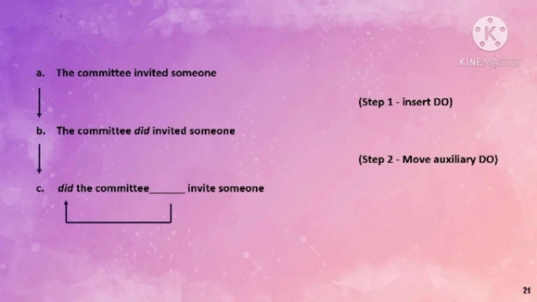If I'm going to read the sentence that already has the word do, it will be: the committee did invited someone. It became did instead of do because our verb is in the past tense. And let's proceed to the second step. The next thing that we're going to do is to move the auxiliary do to the first part of the sentence. So it goes like this: Did the committee invite someone?